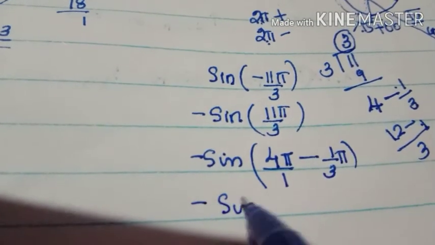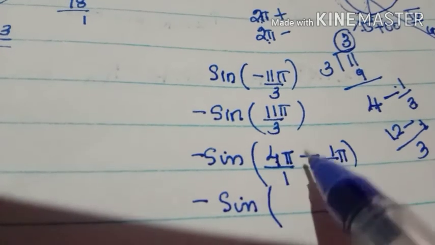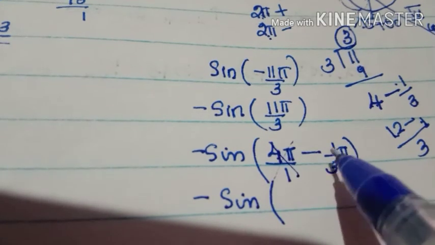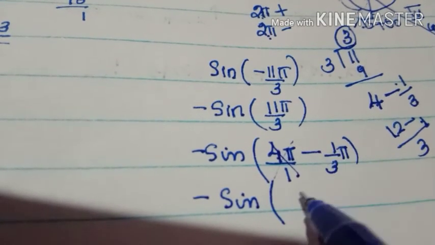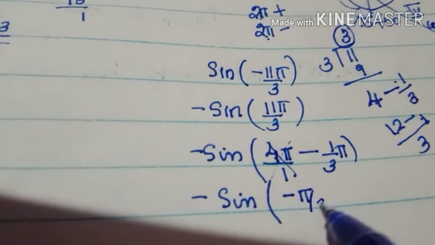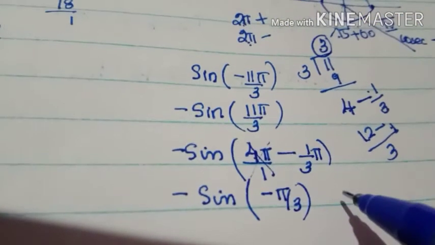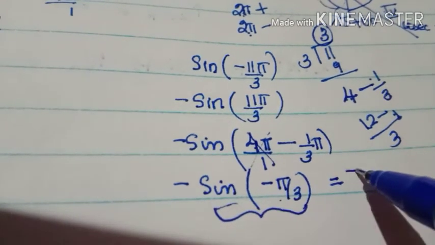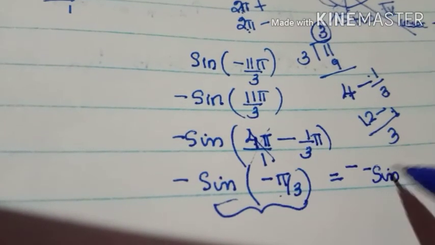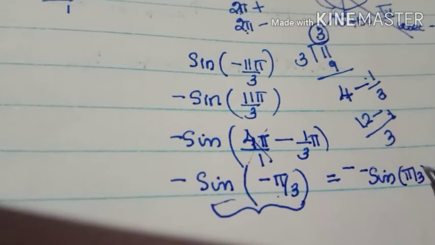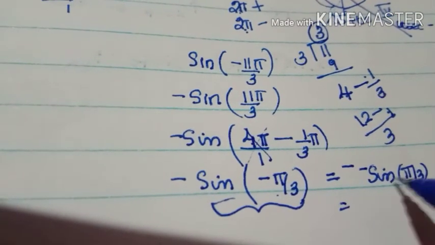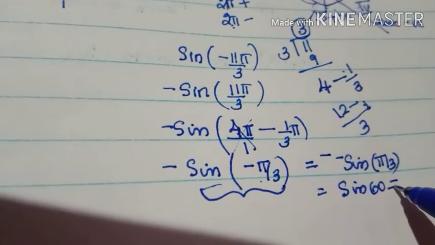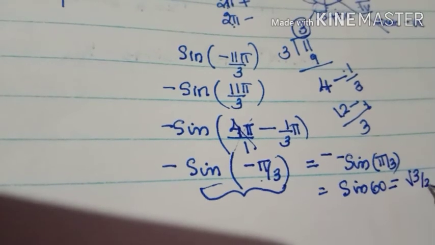And it is the same as minus sine of 4 pi minus pi by 3. 4 pi is a rotation, so you avoid this and take the acute angle. It is a negative angle, so you have to consider the negative sign also: negative pi by 3. Now again, the result: sine of a negative angle is negative of sine of the angle. So negative into negative becomes positive, and sine pi by 3. Pi by 3 means 60. What is sine 60? Sine 60 is equal to root 3 by 2.